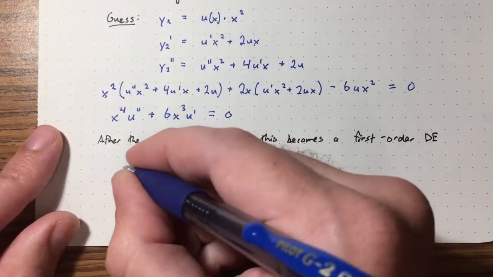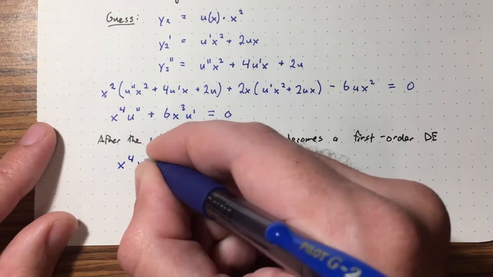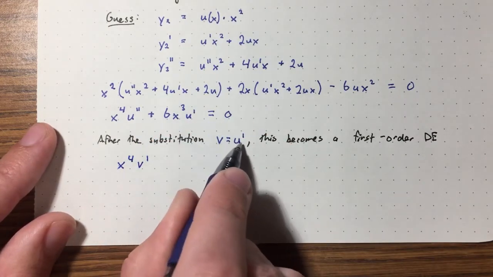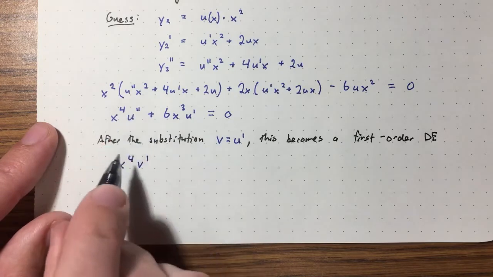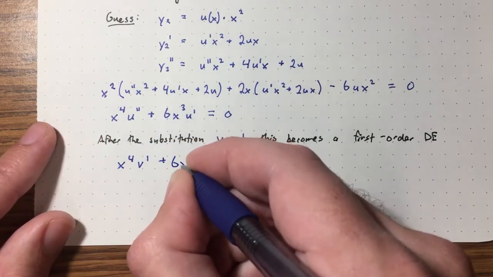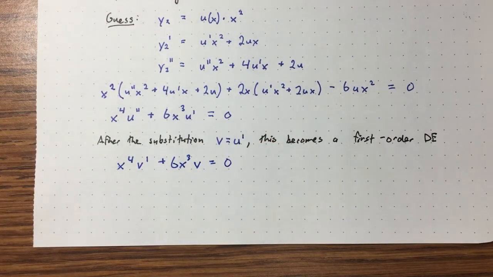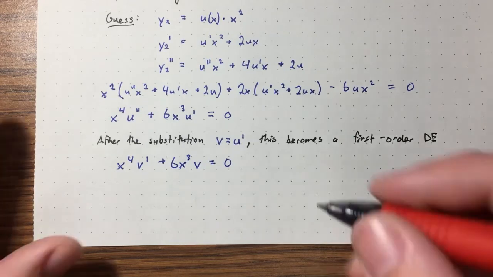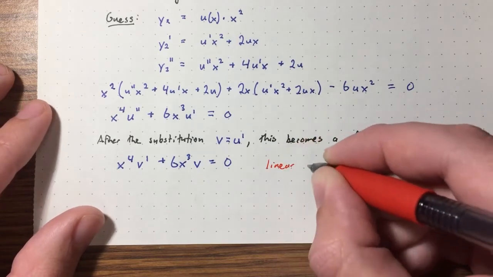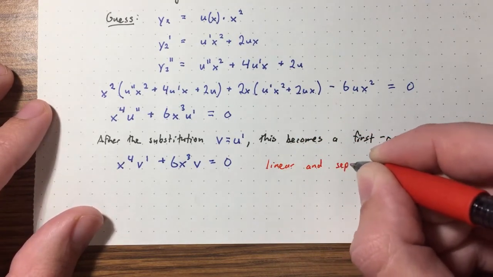So let's write what that first order differential equation is. As v is u prime, if I take the derivative, I get v prime equals u double prime. And here we have 6x cubed times v equals 0. And now we have to remember how to solve these. We're hoping this is linear and/or separable, and it happens to be both. So we can actually choose what method to use.